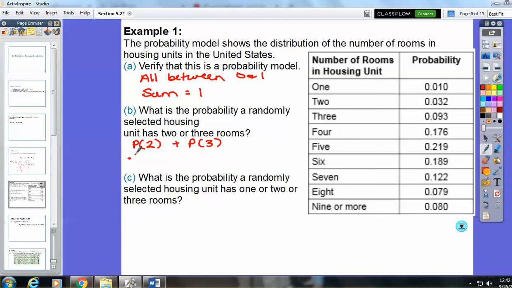So the probability of having 2 is 0.032. Probability of having 3 is 0.093. Just add them. So 1/8 or 0.125.